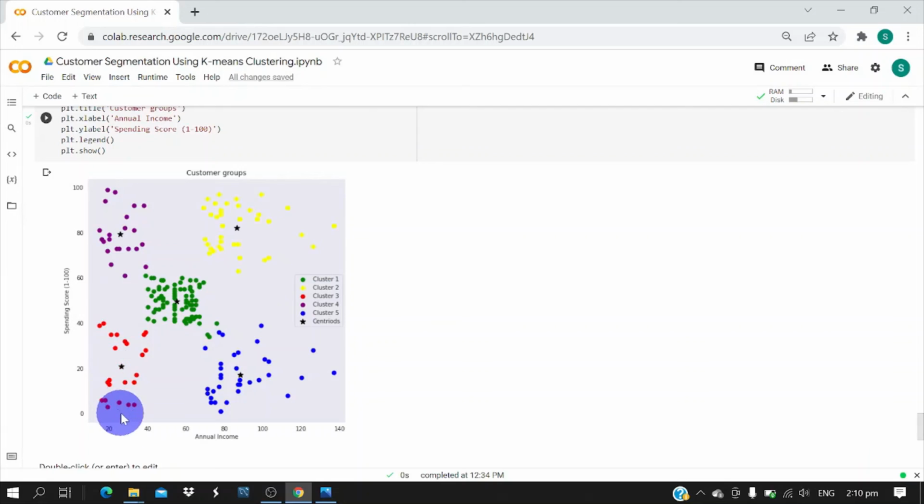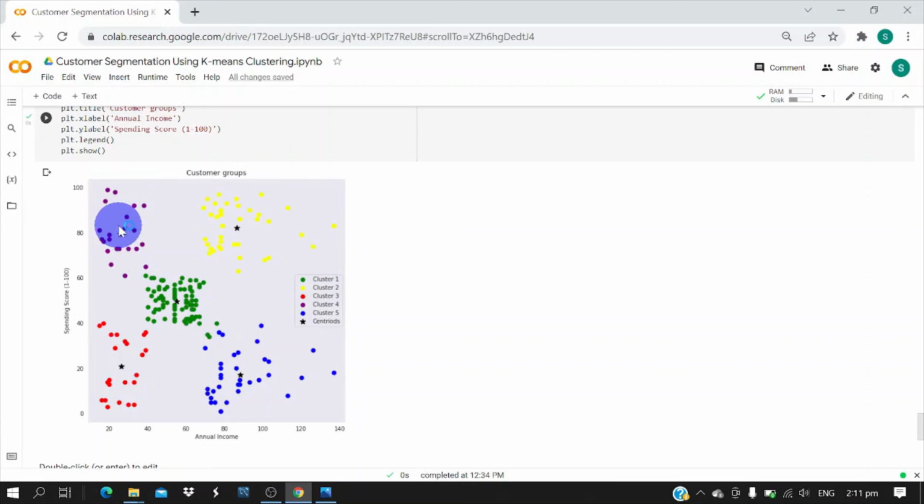The third cluster are the red guys over here. They are the low income earners, and they have a low spending score. I want to assume that, of course, when you don't earn so much, you are careful about how you spend. Then we have the purple guys, which is cluster four. They earn low and they have a high spending score.